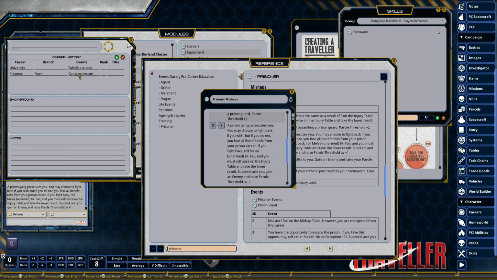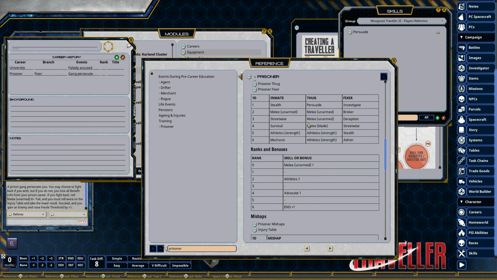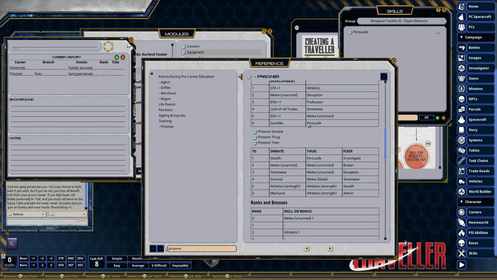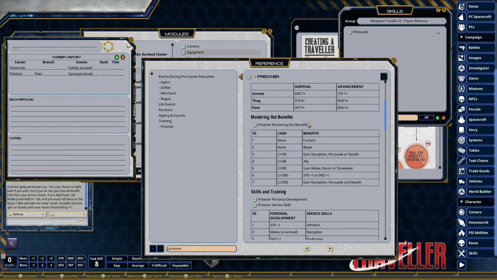Okay. Oh, it's so tempting. Do I want to just go ahead? I tell you what, I don't think he's going to fight back. So I'm going to leave the prisoner career now because that's what happens thanks to the university thing. Oh, before I leave, I've got to find out, do I improve my rank as a prisoner?